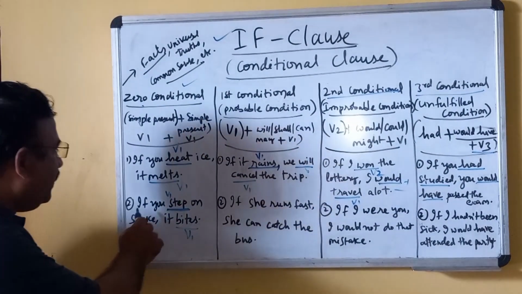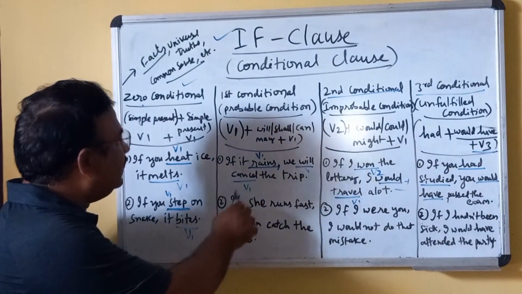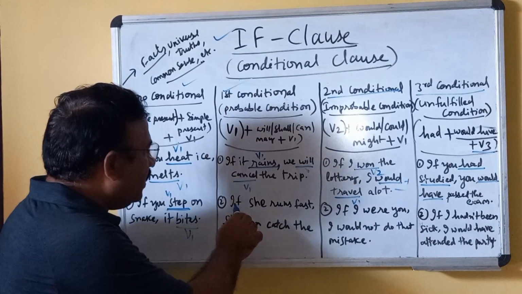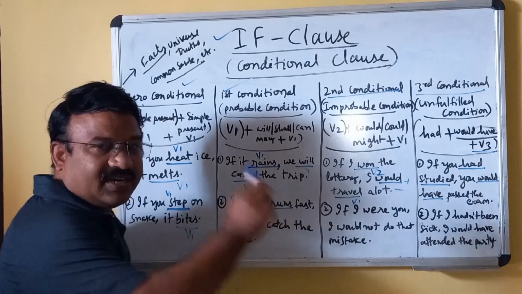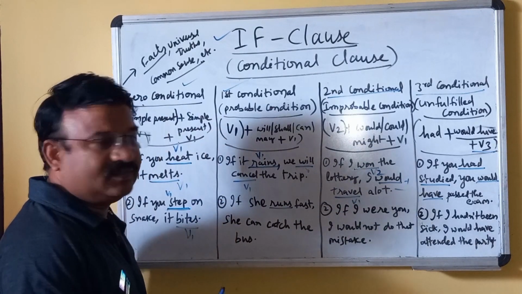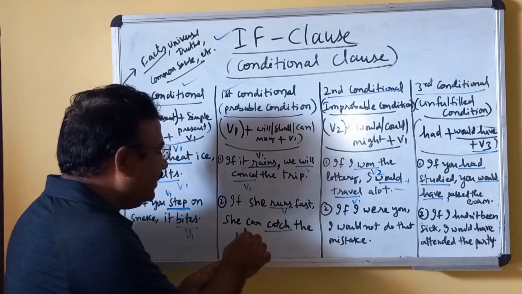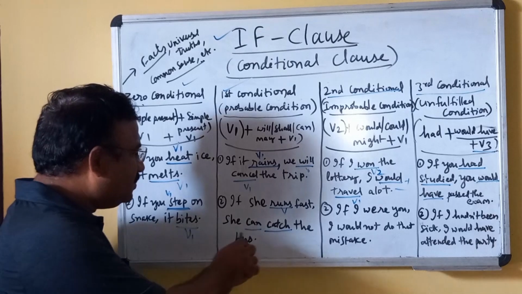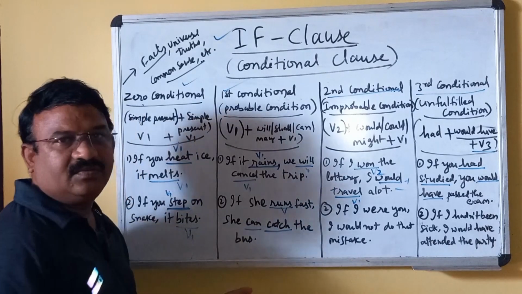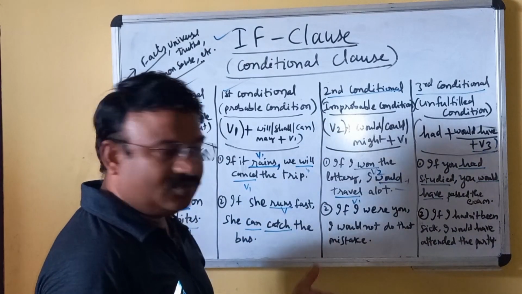Let us see one more example in zero conditional. If you step on the snake, it bites. In the first conditional clause: if she runs fast, V1, she can catch the bus. She can catch the bus. So can plus V1.